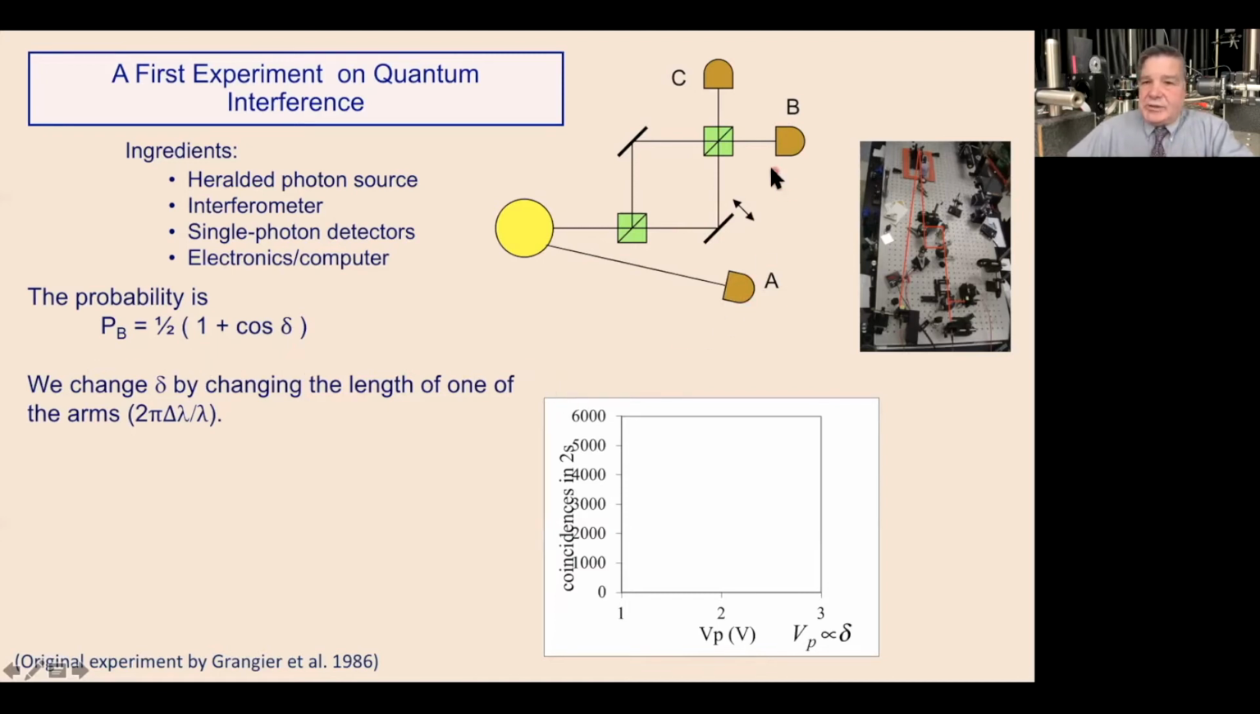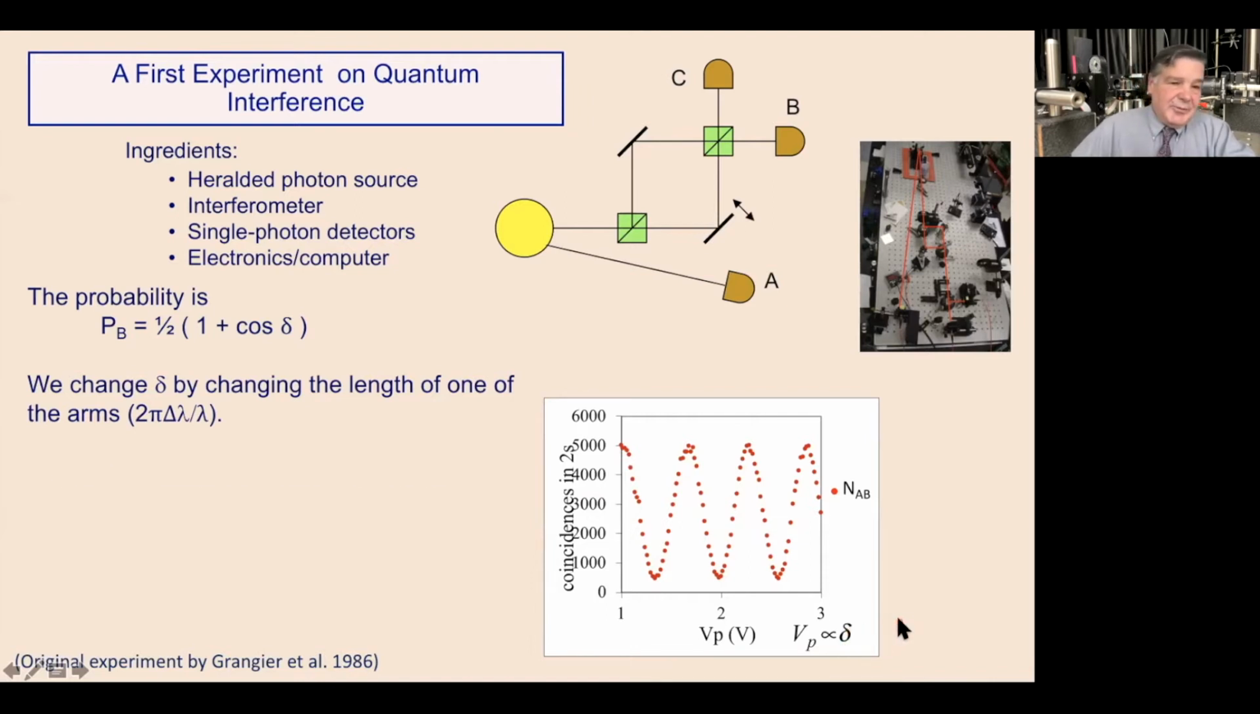And then what we do is record the coincidences. The signals from A and B go to this coincidence circuit, and we accumulate in steps of, in this case, 2 seconds. And there you have it. As a function of this voltage, you see that the coincidences go up and down. That's your interference as a function of the voltage, or the phase.